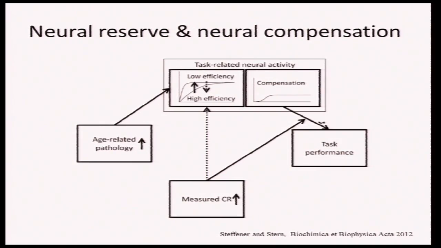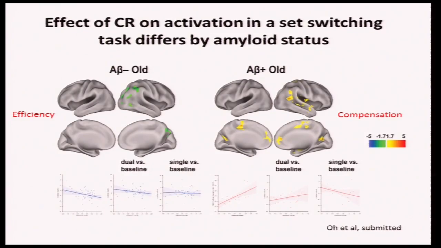So what I'm going to do very quickly is walk you through a slide about efficiency and capacity, and then talk about this, what I would call task invariant reserve. So here's some recent data that we have. These are older people doing a set switching task.